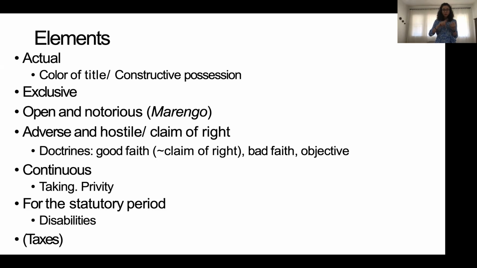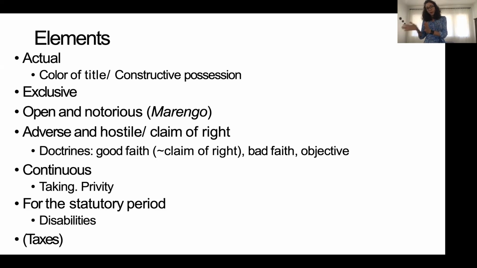It has to be actual, exclusive, open and notorious, and adverse and hostile. That means that you have to be adverse to the owner. But here jurisdictions take very different approaches. So there are mostly three. The first one is the good faith approach. So you have to think that you are the owner of that piece of property that you are possessing. You should not know that it belongs to someone else.